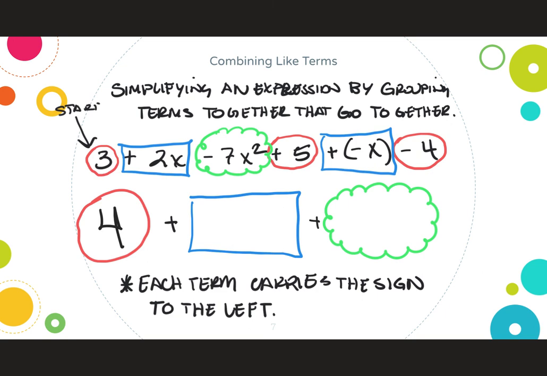So I got, in this square, a 2x and a plus negative x. So if I have 2x and a negative x, I have 2x, take away one of those x's, I am left with just a giant x. And then negative 7x squared. I'll put that in parentheses. So the simplified version of all of this ends up being 4 plus x plus negative 7x squared.